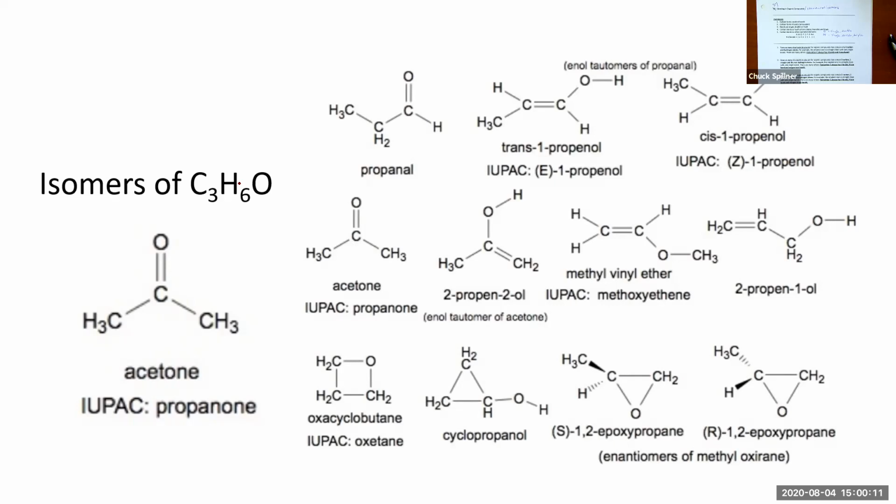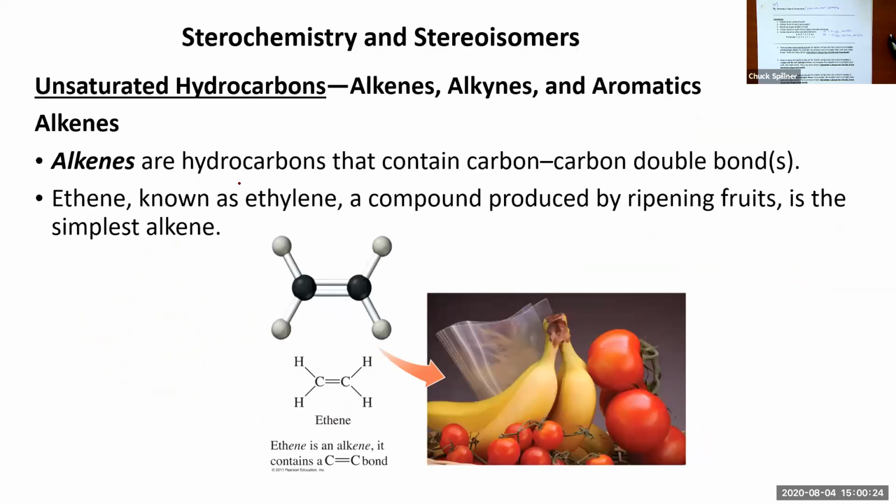In our homework, I've got a worksheet assignment to draw all the isomers of C3H6O. So I'm going to skip that. You can come back to this PowerPoint to look that up if you want to see how many you can draw. So let's go on. That's the end of constitutional or structural isomers. Let's go on to geometric isomers now.